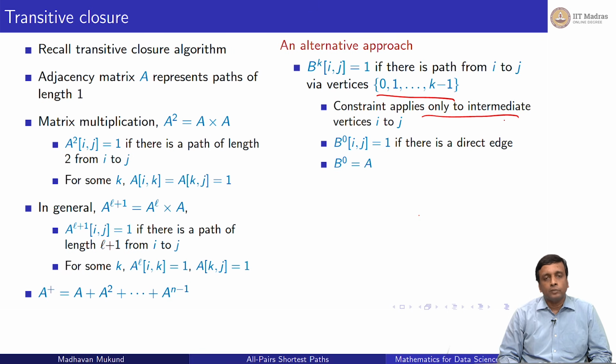And this constraint of course applies only to the vertices I visit in between. So i and j need not be between 0 and k minus 1. i could be anything, j could be anything. I'm just saying that when I leave i and before I reach j, in between I should not see anything which is outside the set 0 to k minus 1.